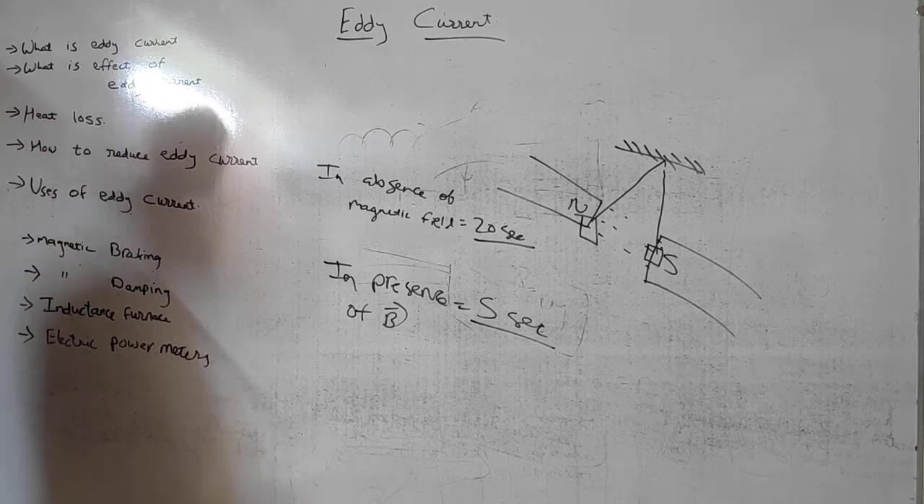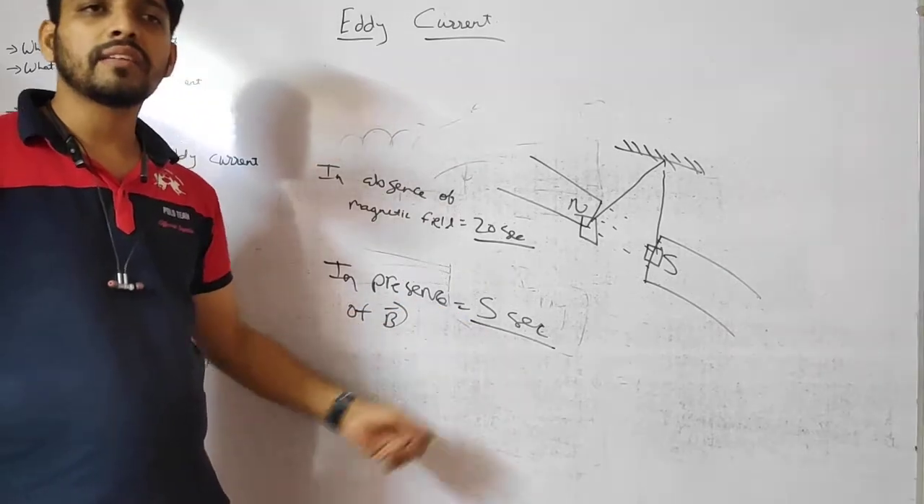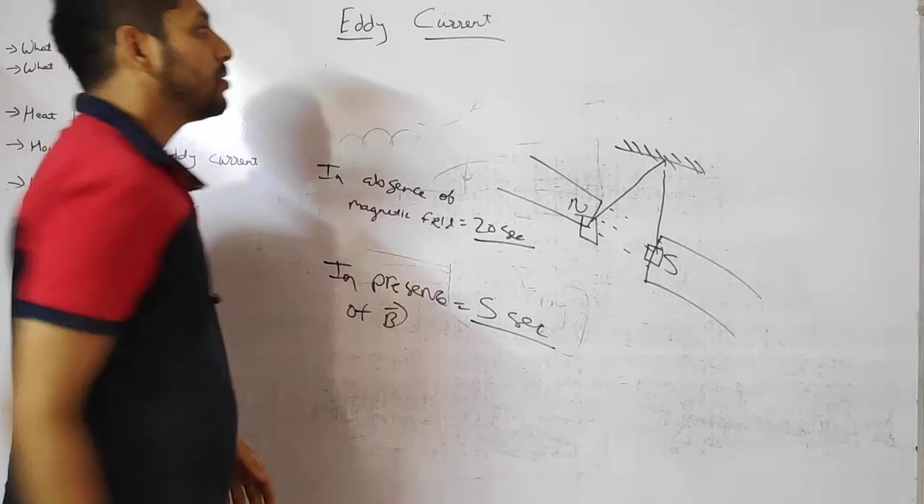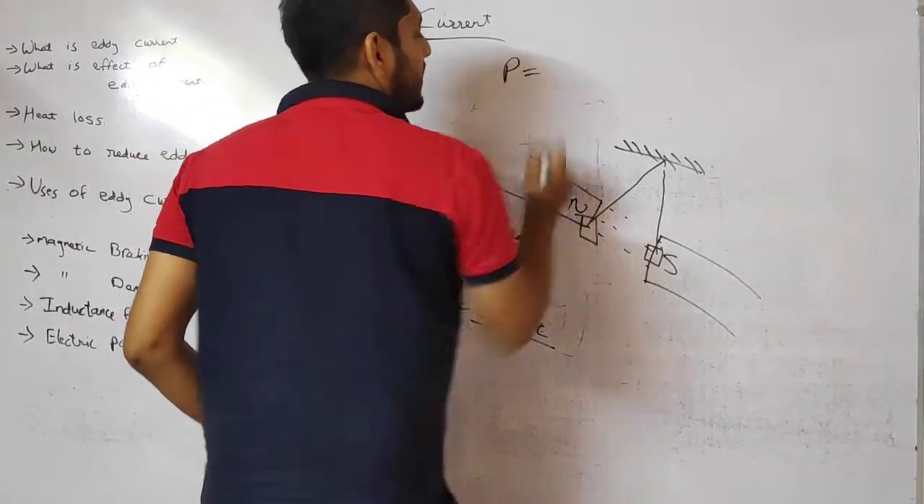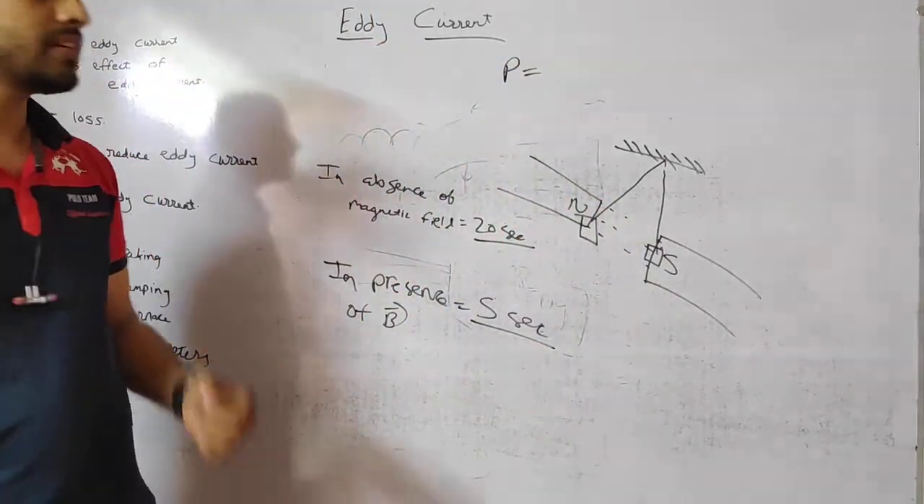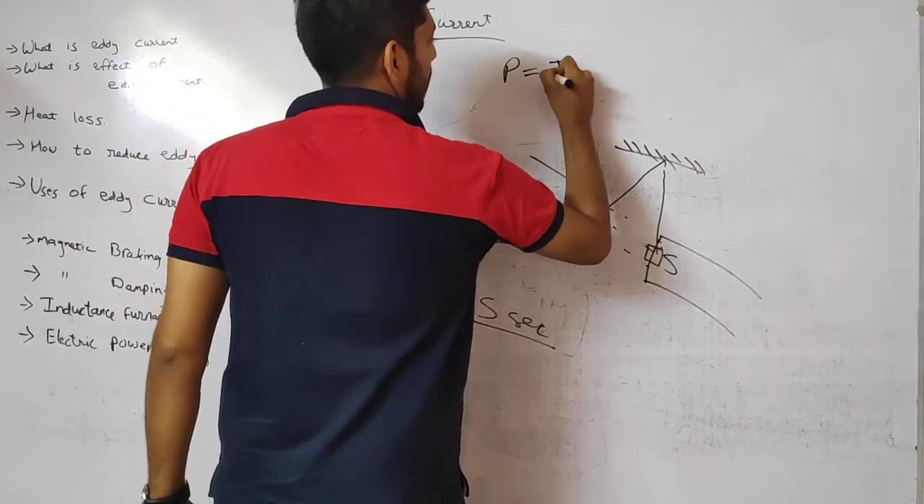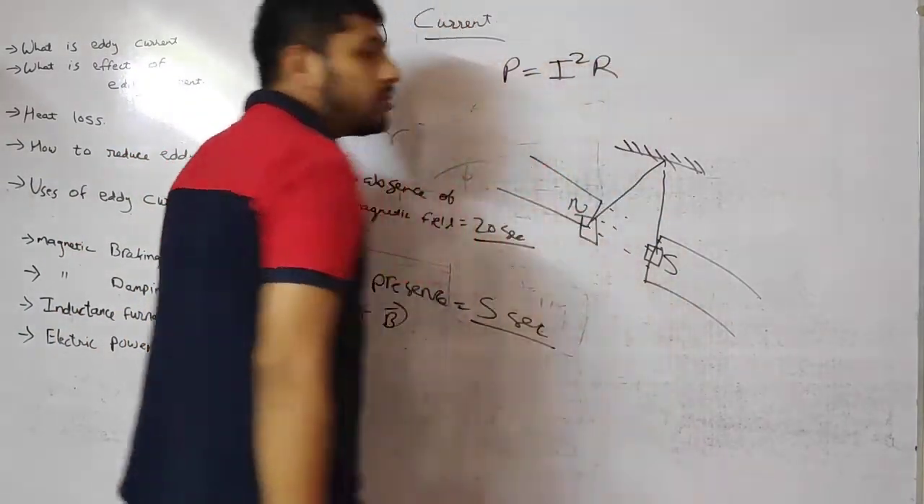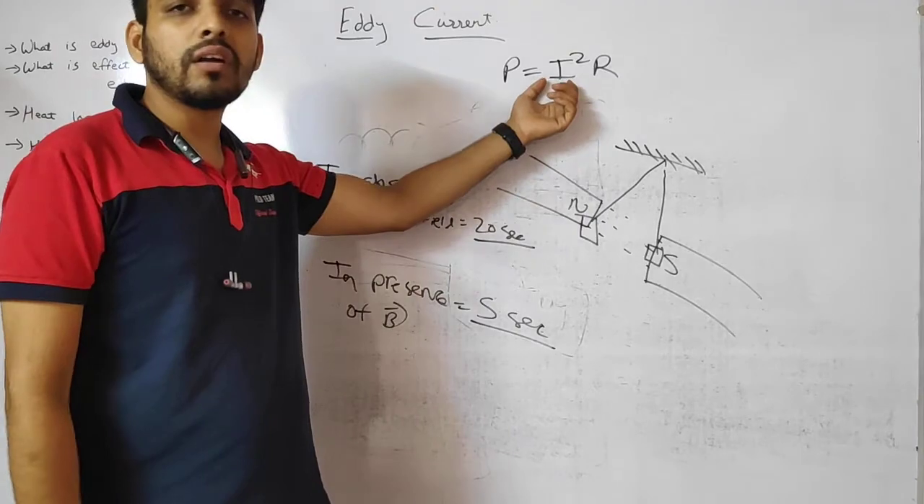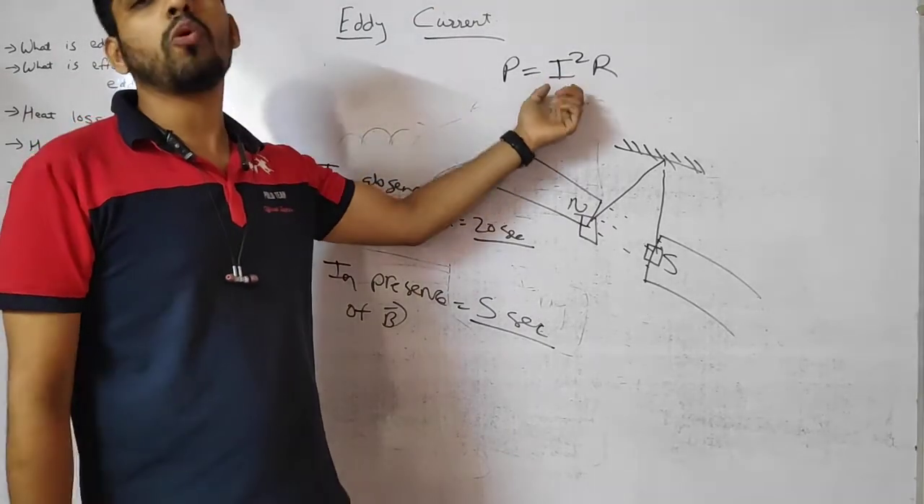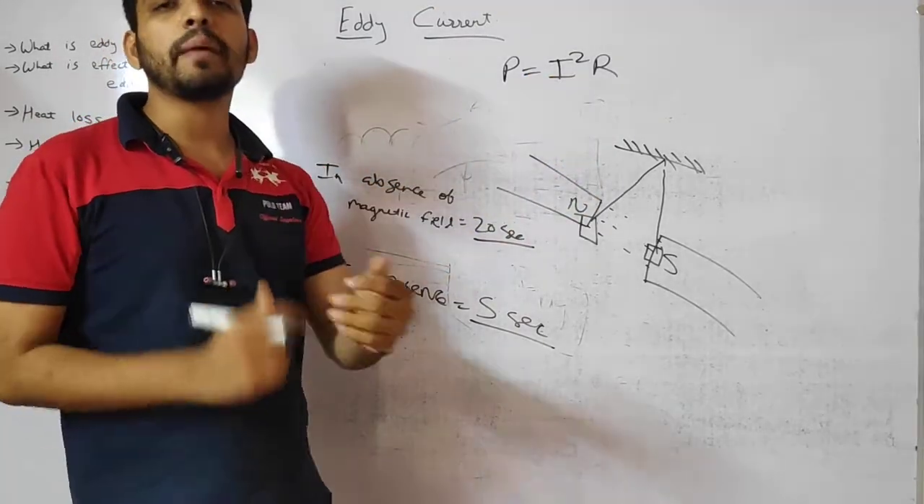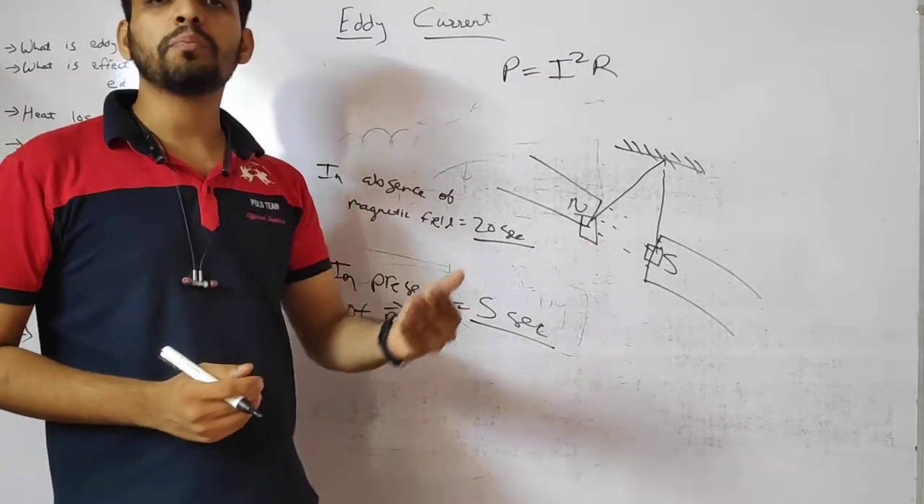What is heat loss? Due to this eddy current, there is current moving in the circuit. So we know that power output or heat generation is given by the equation I square R. So the more current is created, the more heat there will be. Due to that heat, it may damage the materials or the products.